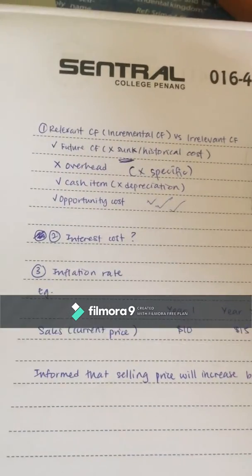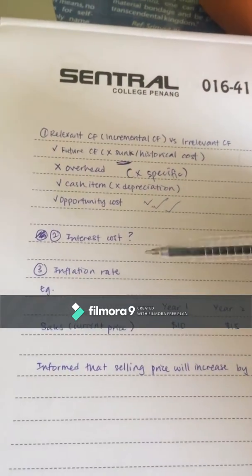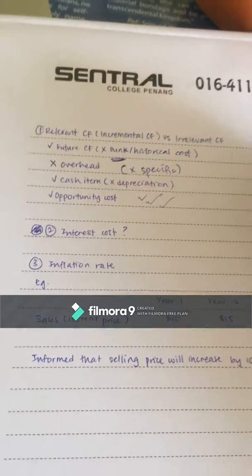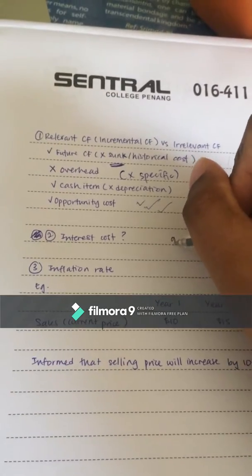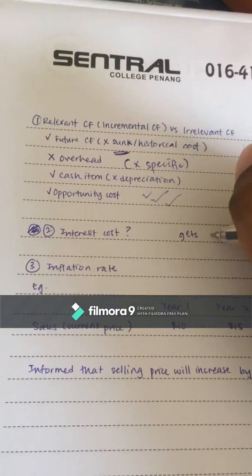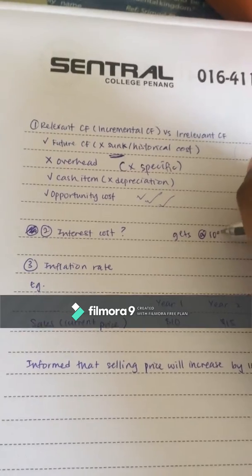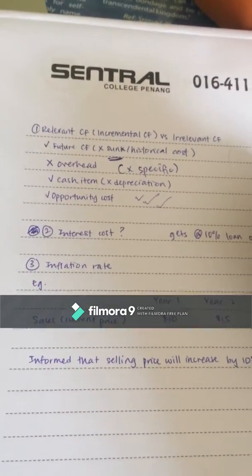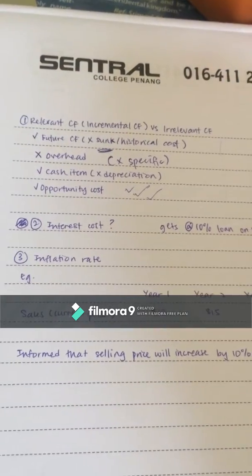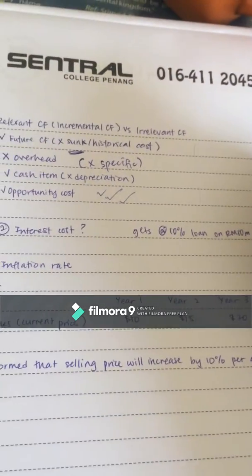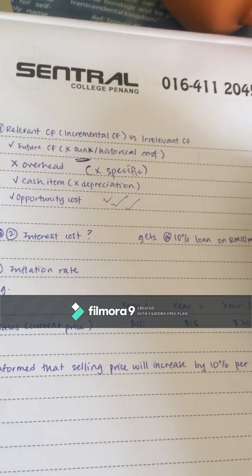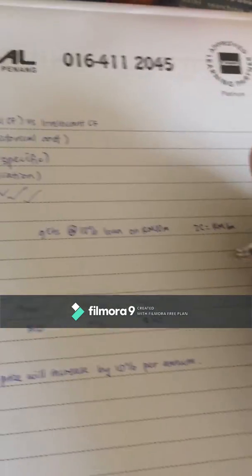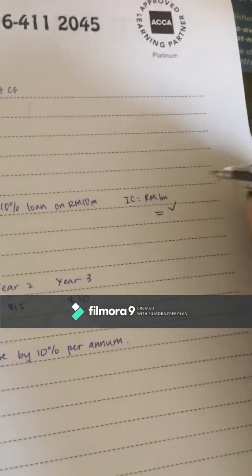Okay, so these are the relevant cash flow items. Is interest cost to be included when calculating NPV? For example, say your company gets a 10% interest loan on a 10 million loan. So that means your interest cost would be 1 million. So is this cost to be included in NPV?